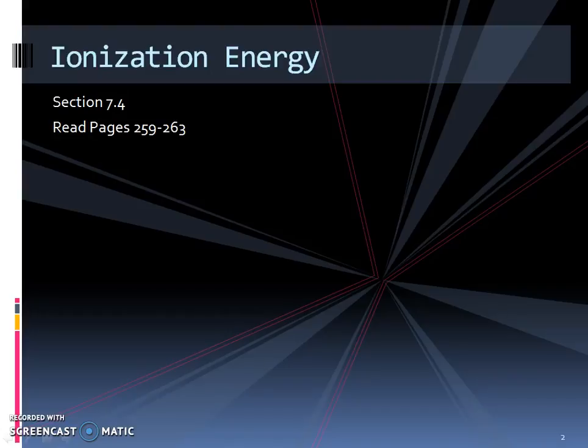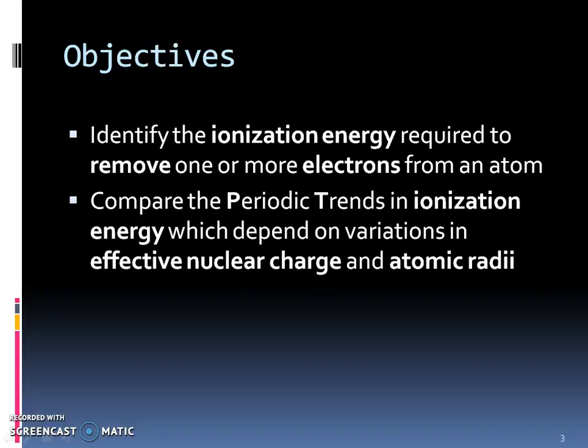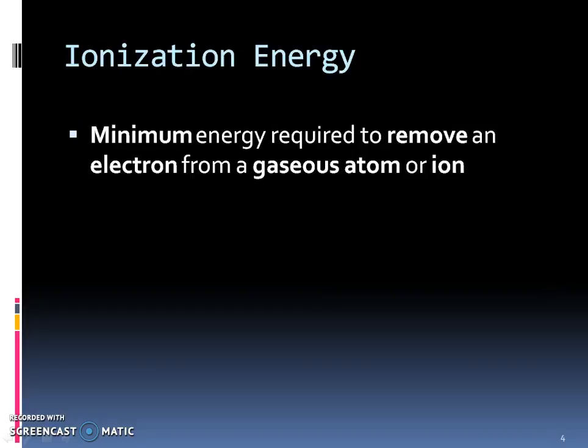This is Mrs. O'Neill for Chapter 7, Section 4, Ionization Energy. At the end of the section, hopefully you'll understand what ionization energy is and how the trends appear on the periodic table and how it's related to effective nuclear charge and the radius of atoms. Again, I suggest you pause, fill in the blanks, and then play to hear my words.